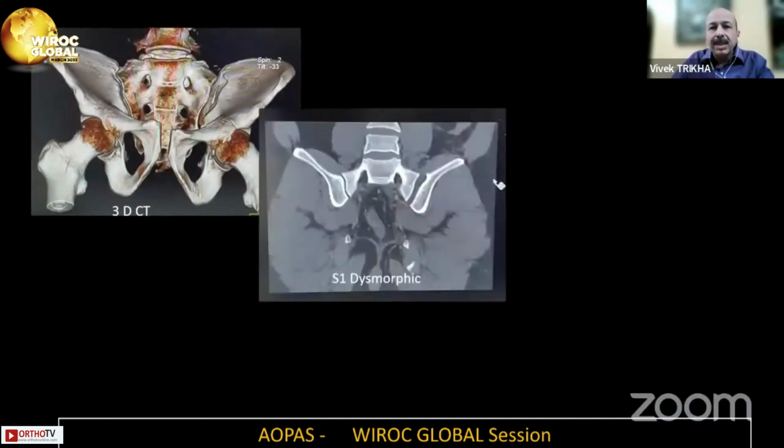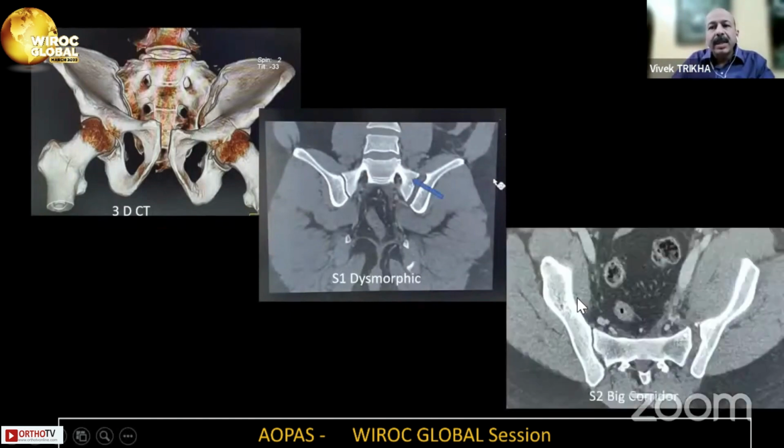So this is the 3D scan of our index case. These are the alar slopes, and you can see the neural foramina is very high, as well as the S2 corridor being very big on our axial scans.